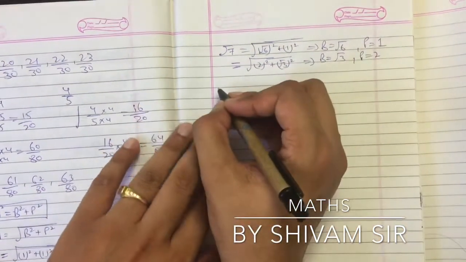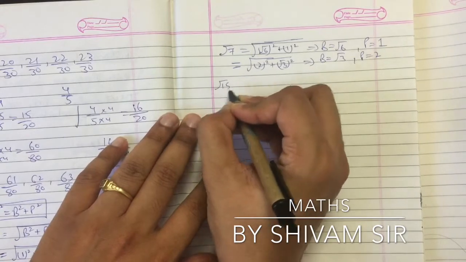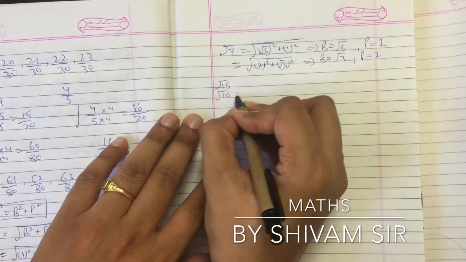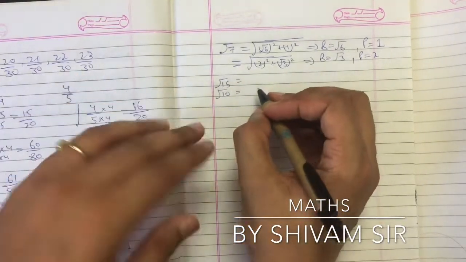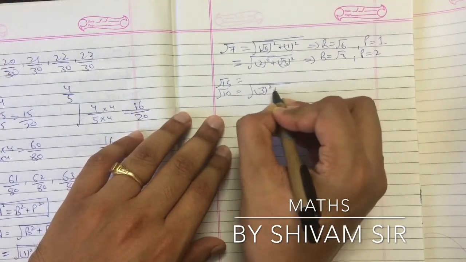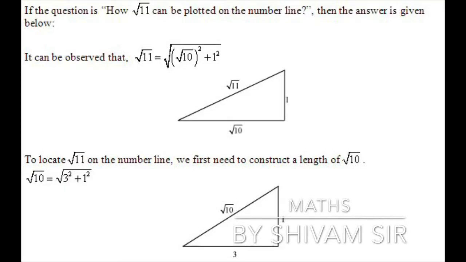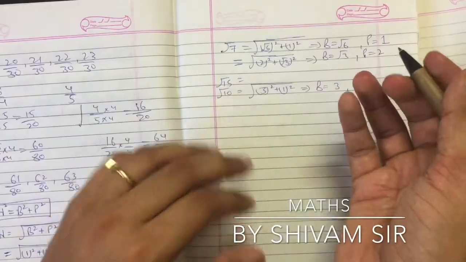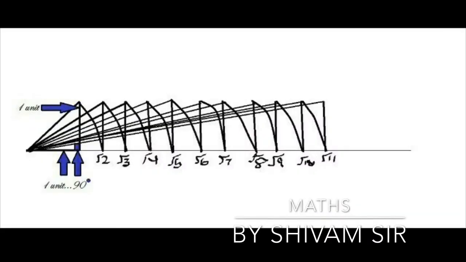Similarly root 15, root 10 you can easily represent on the number line. So root 10 we can write down as the square root of 3 square plus 1 square. So base will be equal to 3 and perpendicular will be equal to 1. So this is how we are going to represent these root values on the number line.